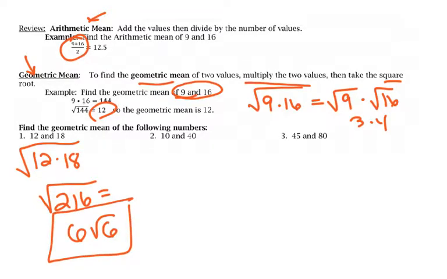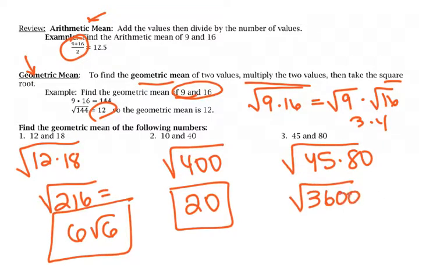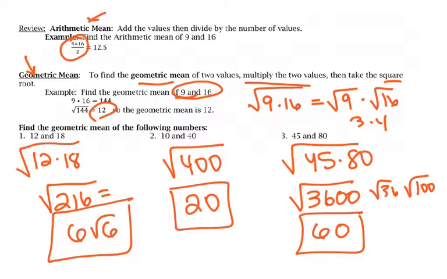10 and 40, we're going to take the square root of 10 times 40, which is 400. You know the square root of that is 20. And the square root of 45 times 80. And so you can work that out, break it down however you will, and it's going to be the square root of 3600. Now you know that that's the square root of 36 times the square root of 100, so that's 6 times 10, so that's going to be 60. So that's just using the geometric mean in theory, so what is it for?